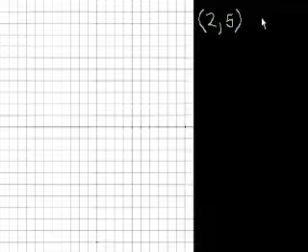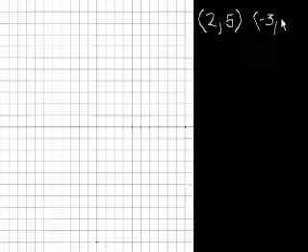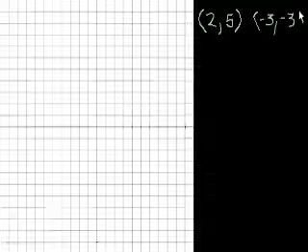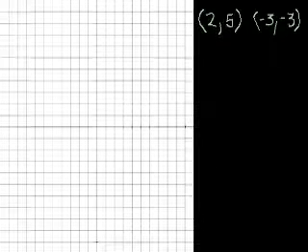Hello, we're now going to do some more slope and maybe some y-intercept problems as well. Let's get started. So let me make up a problem. Let's say we have the points (2, 5) and the other point, let's make that (-3, -3).